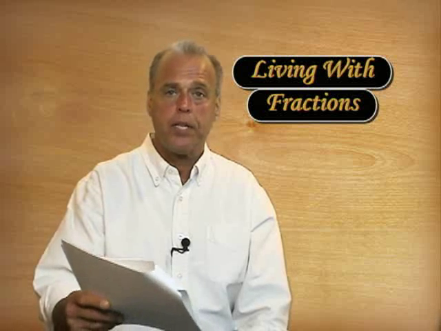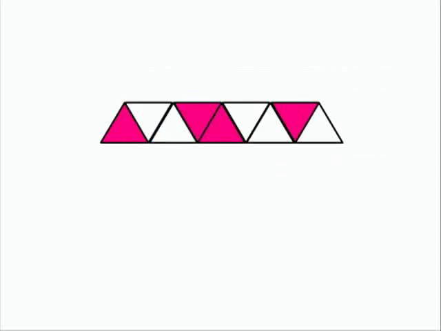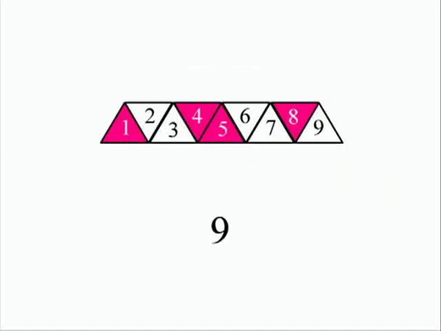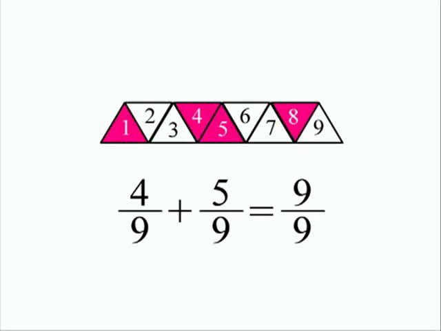Yes, how about this problem? The violet shaded pieces here represent what fraction of the total? The total number here is 9, and 4 of those are colored violet. That means that 4/9 is colored violet. 5 sections have no color, which means that 5/9 of it is not colored. And 4/9 plus 5/9 equals 9/9.